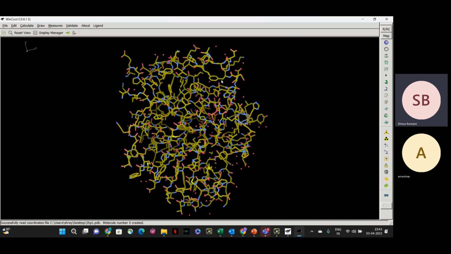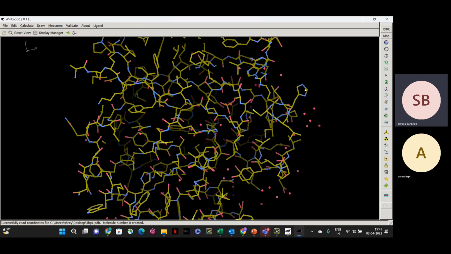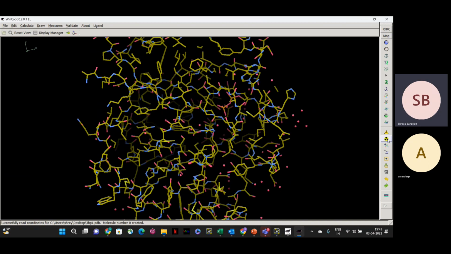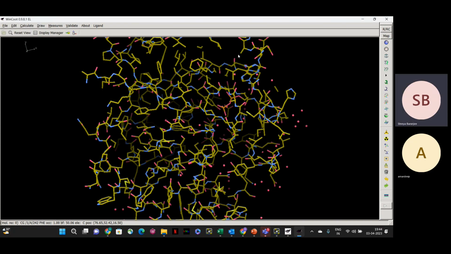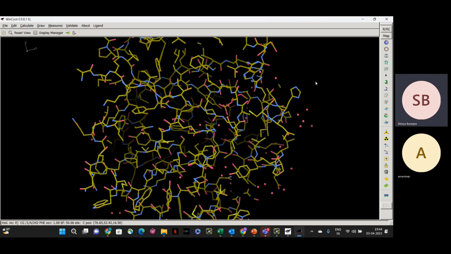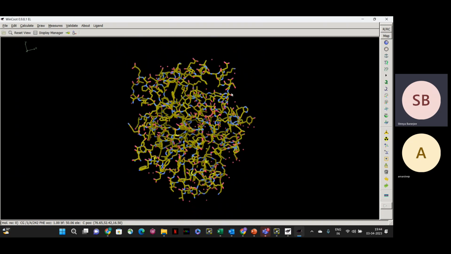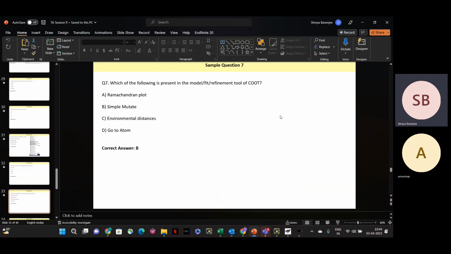To do that, this is a phenylalanine residue. As you can clearly see, the phenyl ring. So this is the simple mutate option. We'll click on the phenylalanine residue and I'll mutate it to say alanine. It became an alanine. So like this, you can change different residues and find out which best fits the electron density map. And that is why the simple mutate tool is used for fitting the model or refining the model.